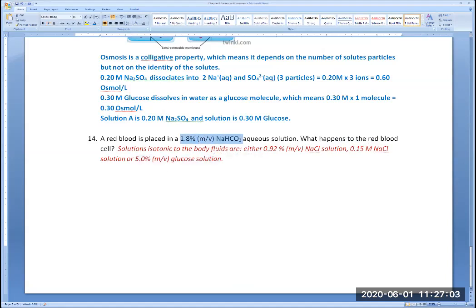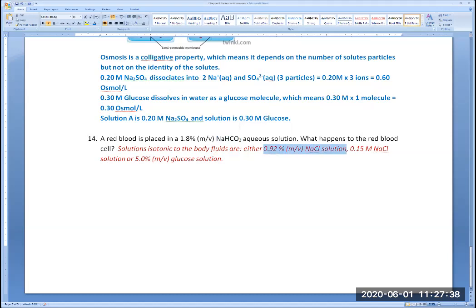This 1.8% mass per volume of NaHCO3, you want to compare it to something that will be in a mass per volume percent. So you will not use this one. So your red blood cell is either made of this one or that one. But to decide between the two, you need to look at the type of solute here, or the type of solution. And this is an ionic compound, so it's more like the NaCl than the glucose. So you want to compare them with this one.